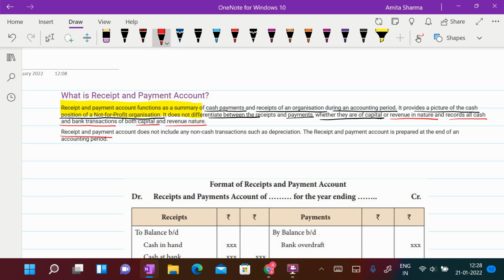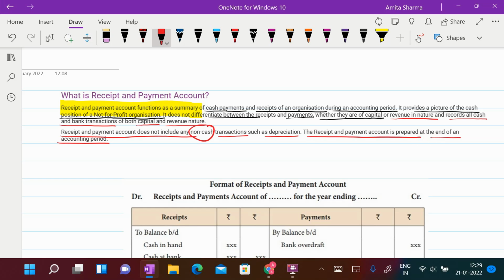The receipts and payment account does not include any non-cash transaction, students, such as depreciation, as I told you yesterday in the day 1 lecture, and the receipts and payment account is prepared at the end of an accounting period. So this was the introduction of the receipts and payment account.